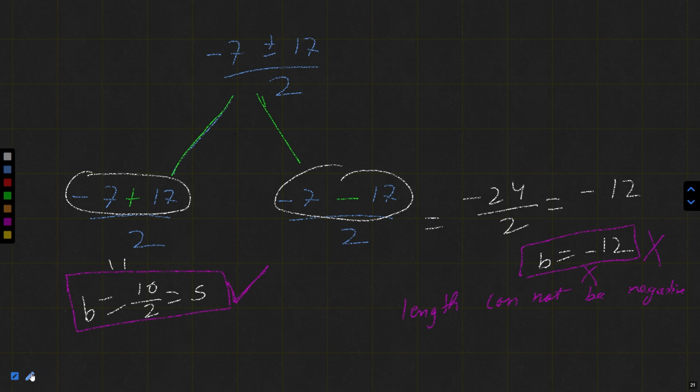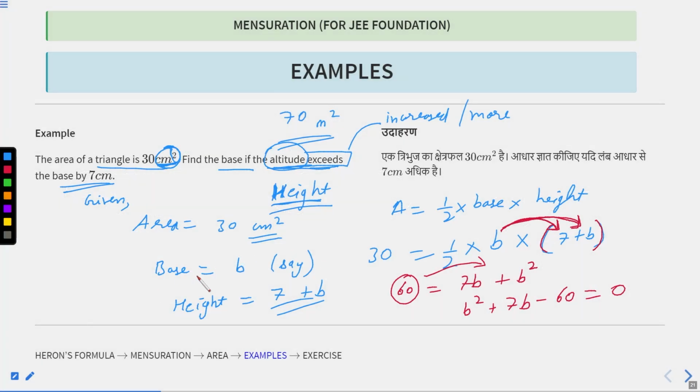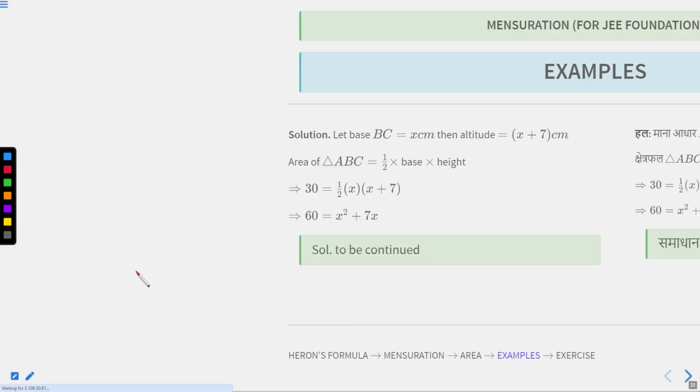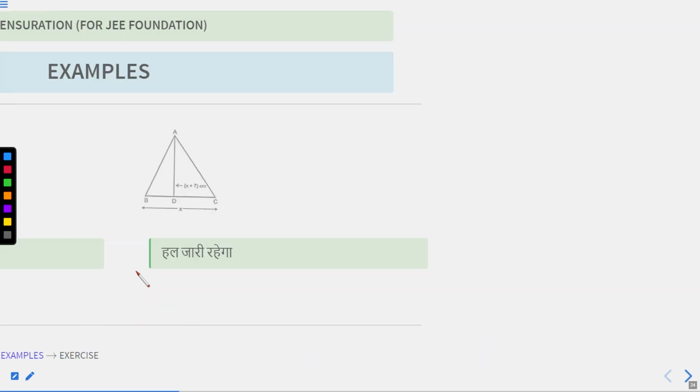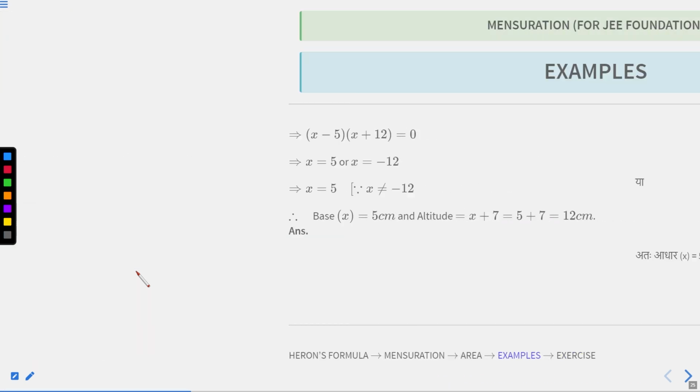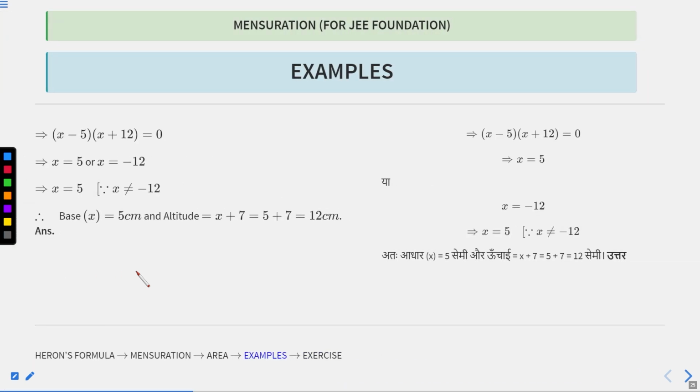So our value for b is equal to 5. I hope all of this is very clear to you. The value for b is 5 centimeters. Always write the unit for it. I hope this is all clear.